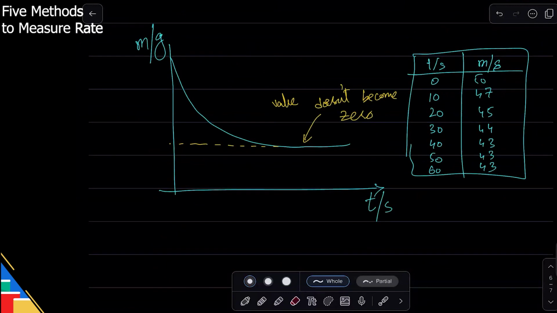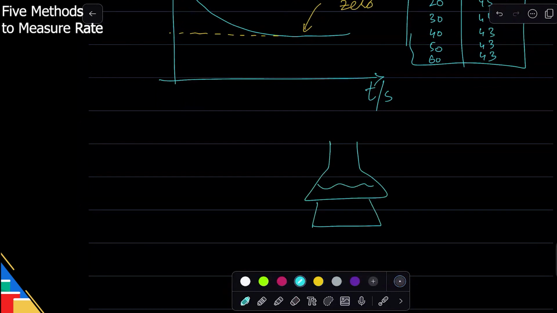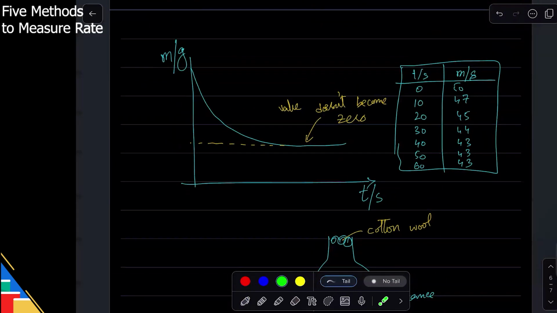One method is you measure the mass of the thing. The diagram for this might be this way: you have the reaction happening here, and you put it on the balance. This is the balance. And you put cotton wool. Always put cotton wool. This way, the particles will not escape into the air. So this will show mass going down. So we have seen 4 methods of looking at rate of reaction.